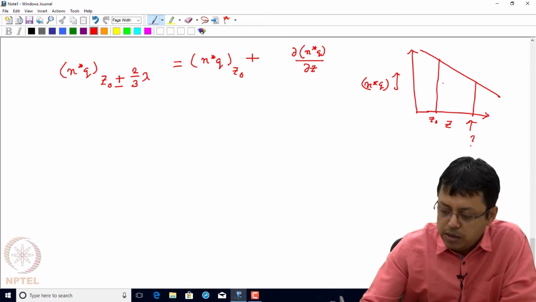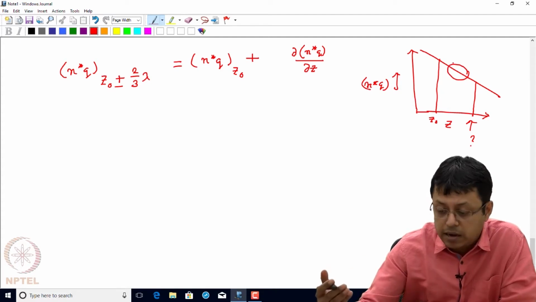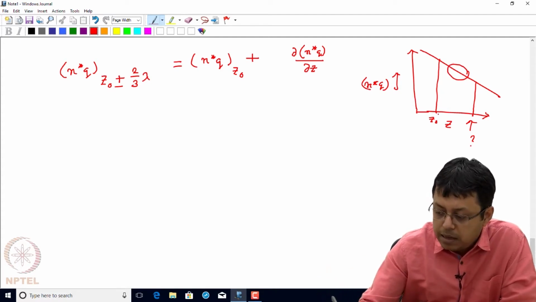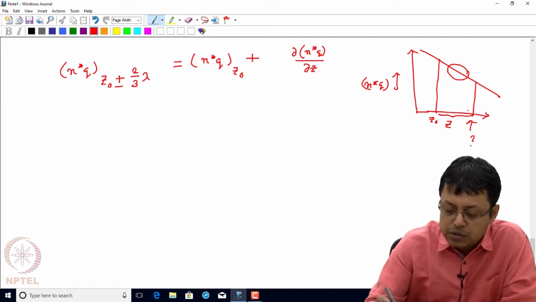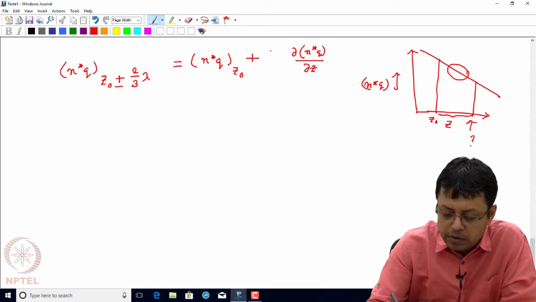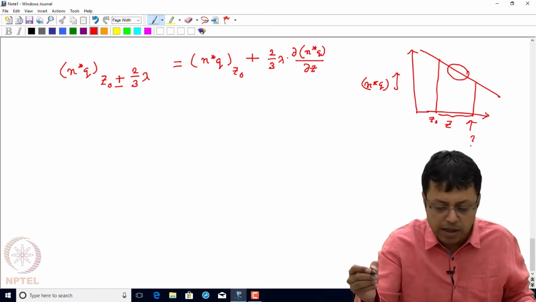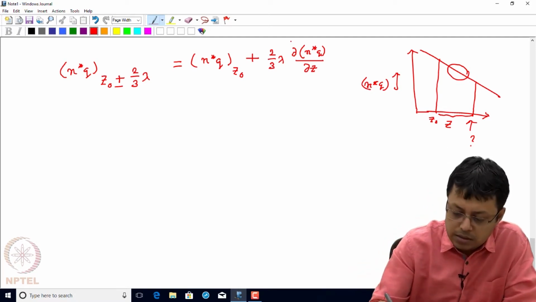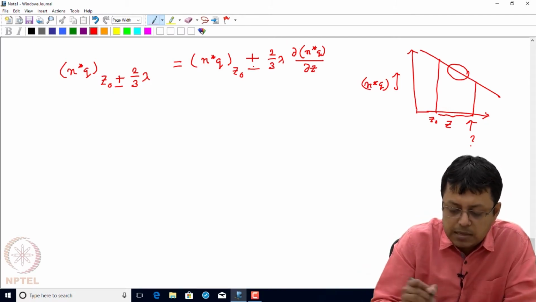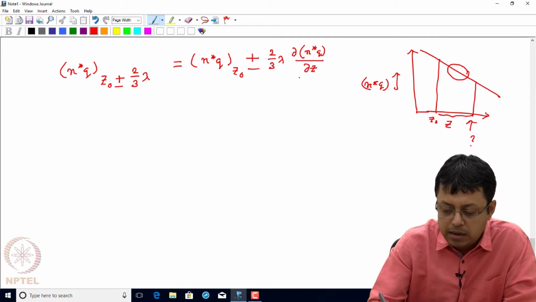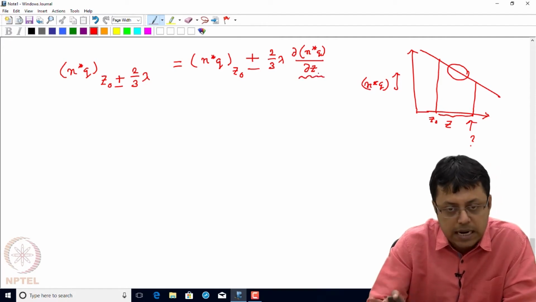So what I have to do is take this gradient, or the slope, which itself is negative along z, and multiply it by the distance at which I am taking this value. In this case it is evaluated at a distance which is 2/3 lambda away. So this will be the value. This is for plus and this is for minus. Again, the positive or negative sign is already inherent here.